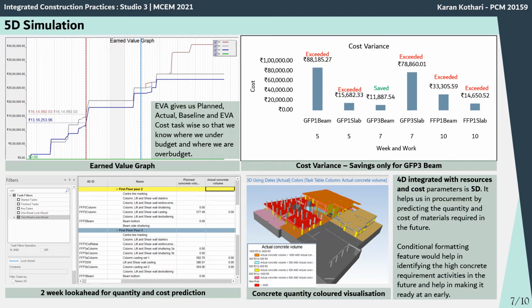Also from that we can prepare a look ahead schedule for quantity and cost prediction, and the conditional formatting feature would help in identifying the high concrete requirement activities in the future and help in making it ready at an early stage, which can be seen in the image.